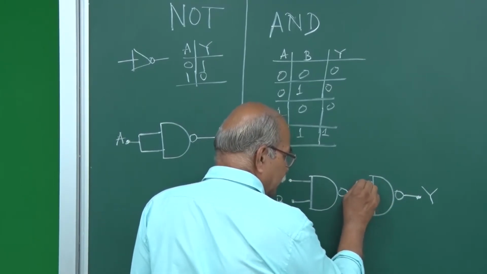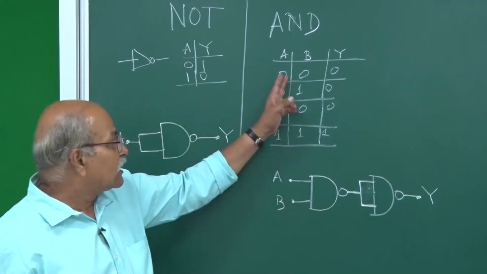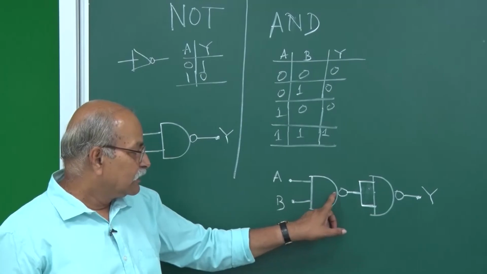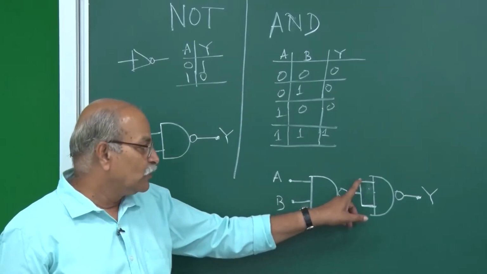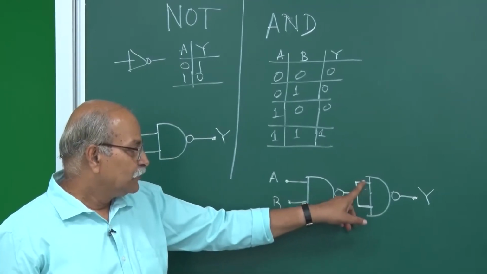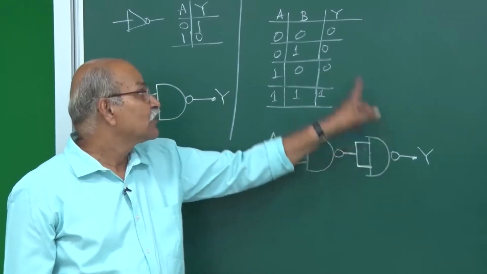So, you need 2 inputs here. So, start again. 0 0, 0 0 gives me 0 here, gives me 1 here. So, 1 goes here, 1 goes here. 1 and 1 will give me 1. NOT of that will give me 0. So, I get 0.